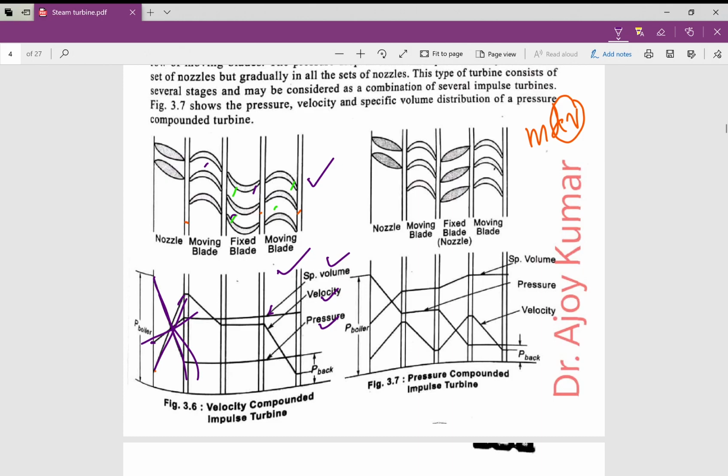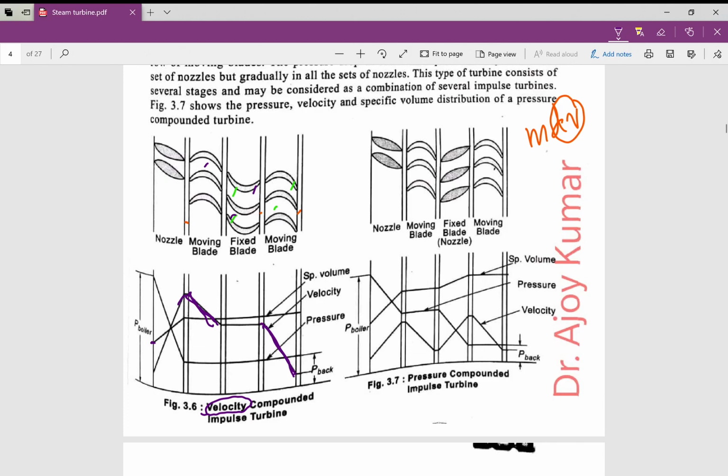Likewise in pressure compounding. One thing more, why is the word velocity compounded given? We have seen that there is a variation in velocity only here and here, meaning the velocity of steam is properly utilized. Hence we call it velocity compounded.